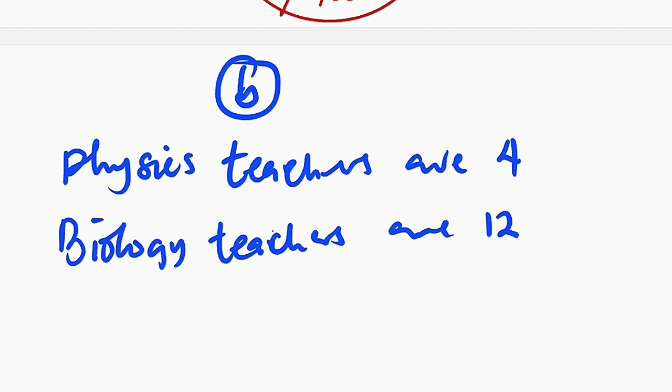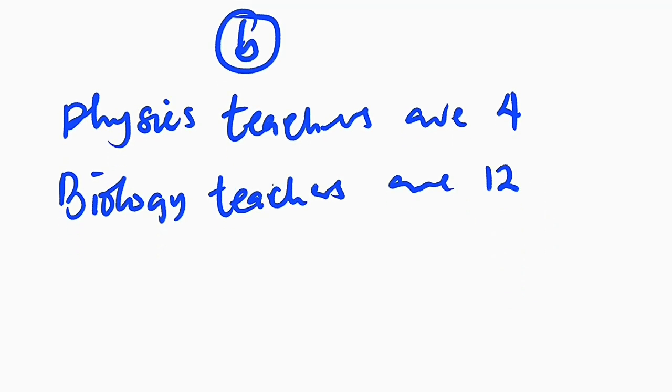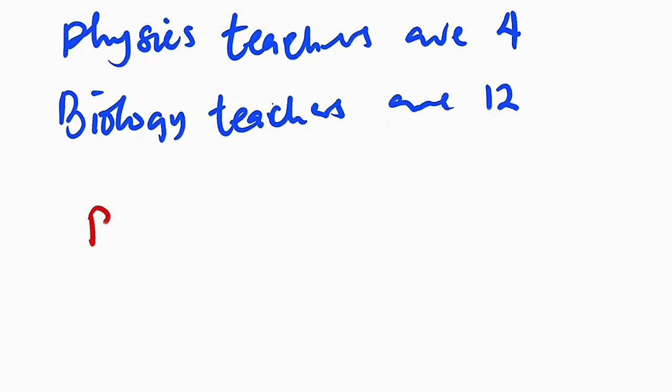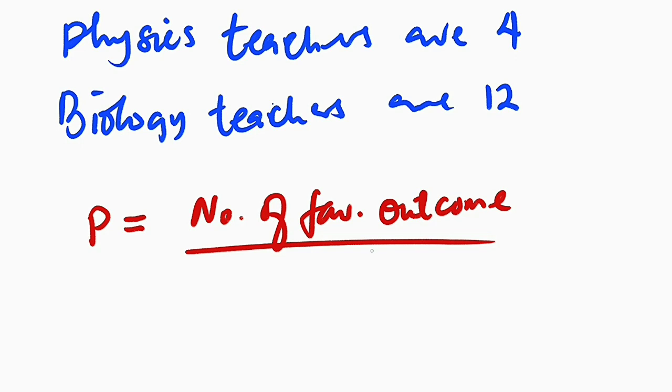I told you I'm going to show you 2 different ways. And we only want to find the probability of what? Picking 2. And one should be from biology and the other one should be from physics. So you should know that probability P is equal to what? Number of favorable outcomes divided by what? Total number of outcomes.